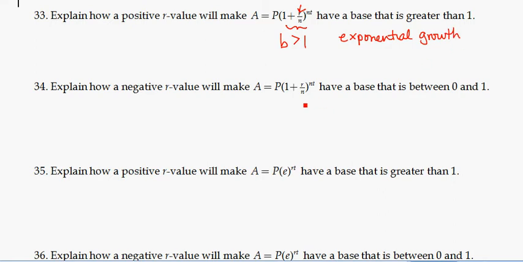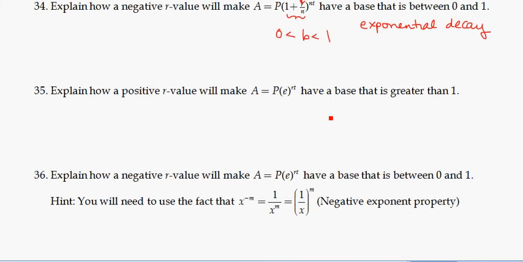Right? If, however, r is negative, right? So we've got, say, the value of our car losing money at a certain percentage, 10% a year, something like that. So if we're subtracting off some r value, now we're looking at a b value. We're taking 1 and subtracting off some amount less than 100%. So the b value is going to be between 0 and 1. That's going to be our exponential decay. Right? If you take an r value that's negative, then 1 minus some percentage is going to be a value between 0 and 1.